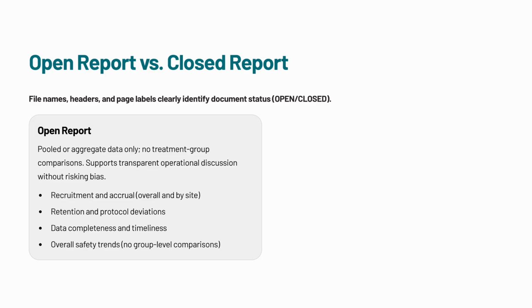Now let's translate that session boundary into the reports themselves. The open report is designed to support transparent operational discussion without risking bias. That means it uses pooled or aggregate data rather than treatment group comparisons. Typical open report content includes recruitment and accrual, overall and by site, retention, protocol deviations, data completeness, timeliness, and overall safety trends, as long as those trends do not reveal group-level differences.